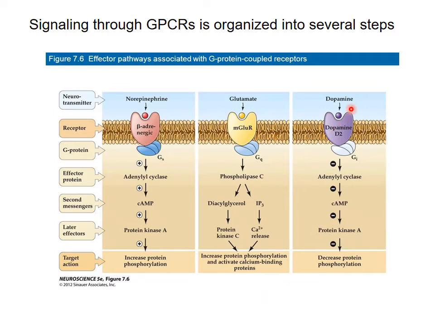Both of these can increase protein phosphorylation and also activate many different calcium binding proteins. And the third example that we have is binding of dopamine to the dopamine D2 receptor. This is type 2, which is associated with inhibitory G proteins, or Gi. Gi proteins are called inhibitory because they lead to the inhibition of adenyl cyclase, their effector protein. Inhibition of adenyl cyclase leads to a decrease in cyclic AMP levels, and this decreases the amount of protein kinase A and therefore decreases protein phosphorylation.